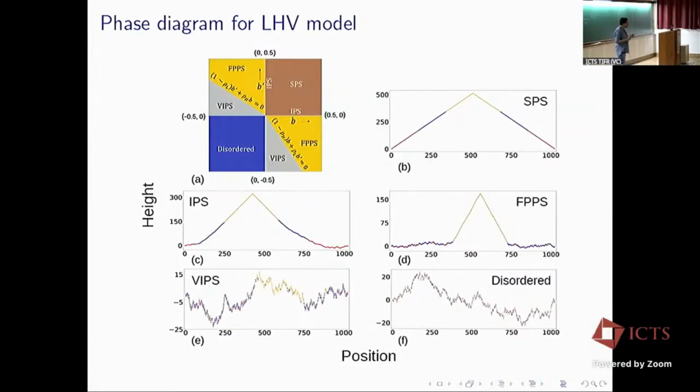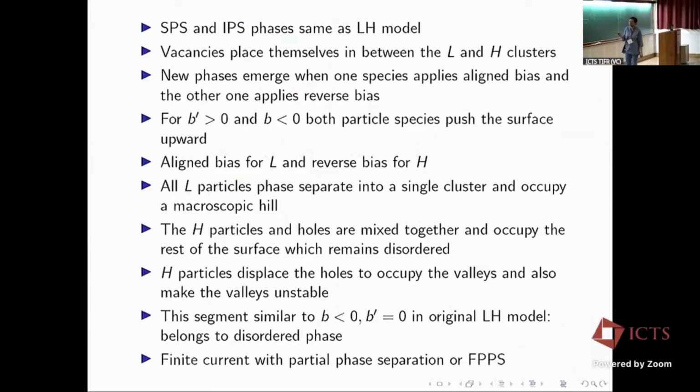So in short, introducing the vacancy actually makes it easier for the system to create long-range order. And now the disordered part is pushed down to only strictly the third quadrant, when both are showing reverse bias. As long as at least one particle is showing aligned bias, it does not matter how weak it is, there is still a phase separation. There is still a long-range order.